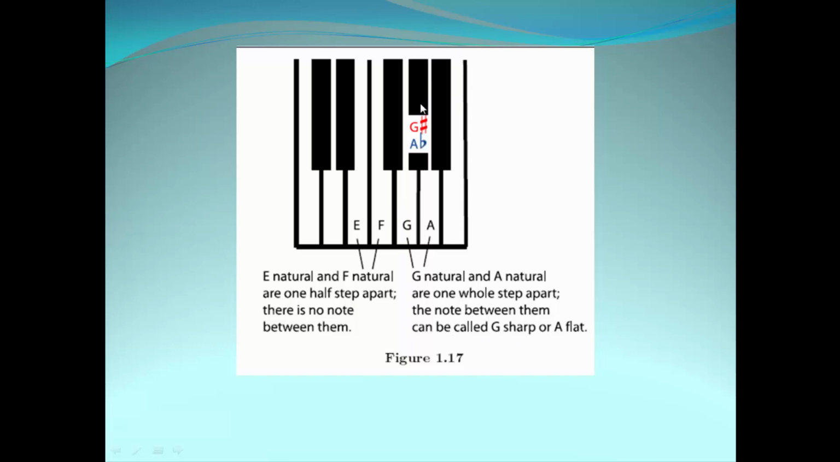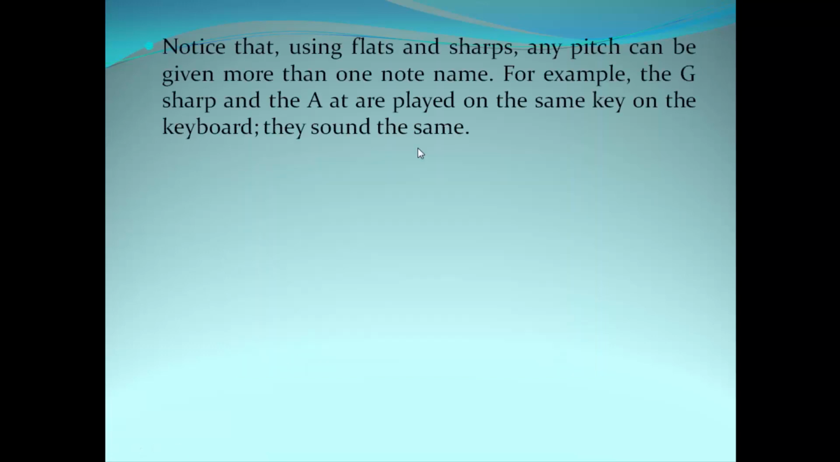We can call this note G sharp. Why? Because it is a half step higher than G, or a half step lower than A. It will be A flat or G sharp. It depends on the way you see it or use it. From G to A, it will be G sharp. From A to G, it will be A flat. That's it. So as you can see, you can give it two names, but it is the same key.